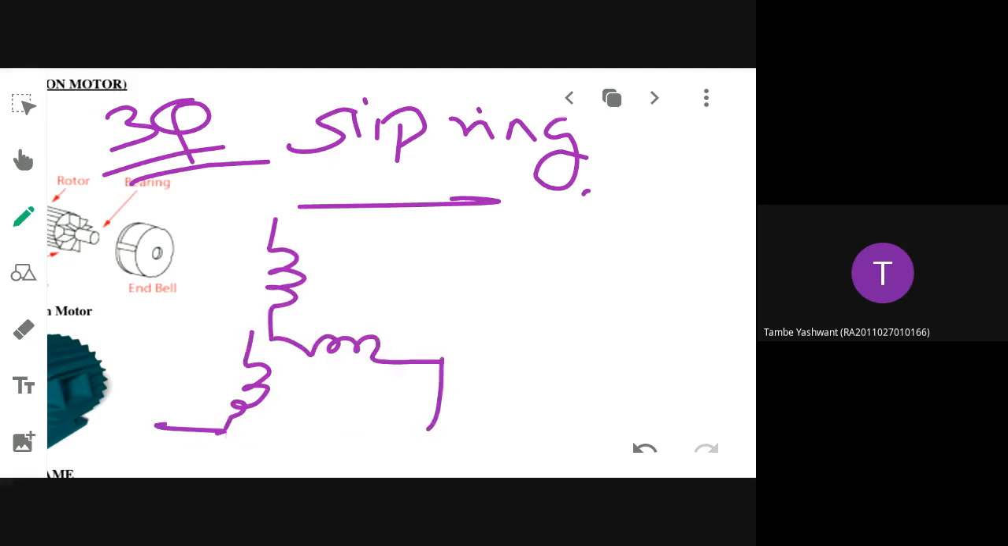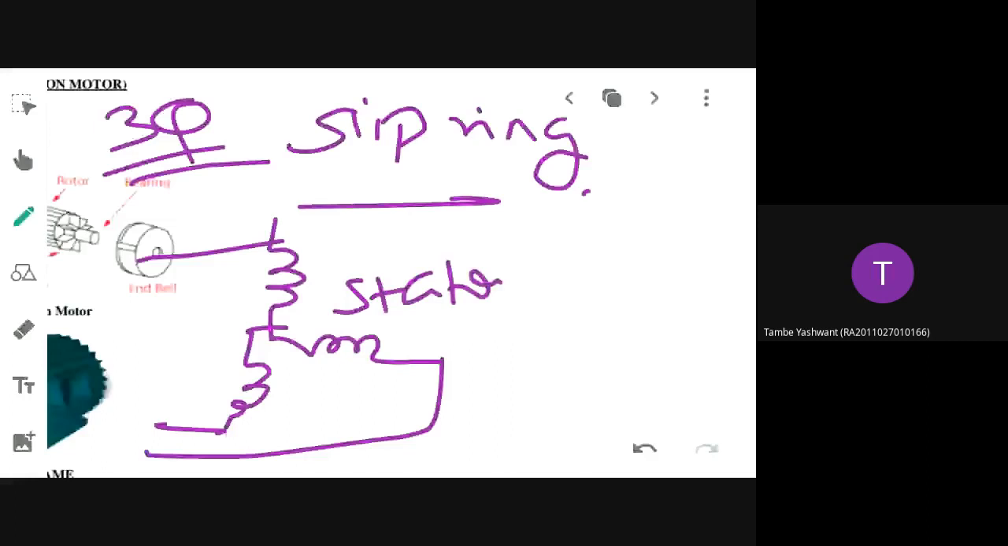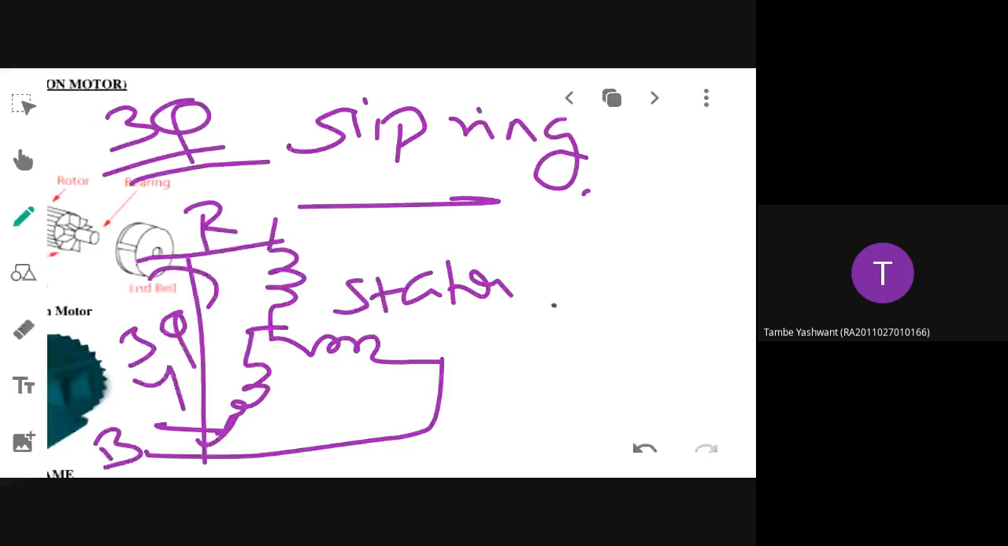These will be stator winding R, Y, B, the three phases. You know what is a three-phase assembly? What are the two ways in which you can give connection for three phases? Star and delta. So this is star or delta? Star. Okay, so this is your stator.